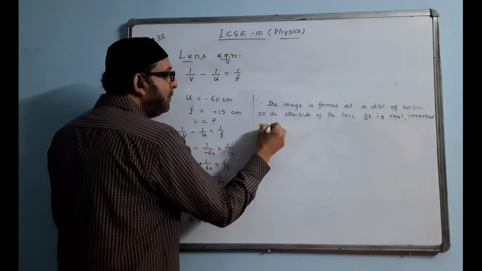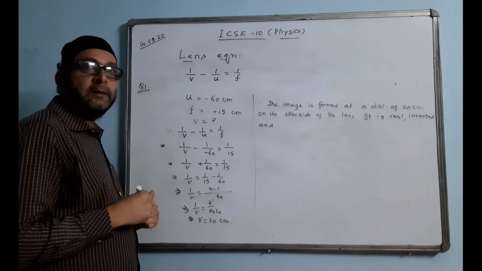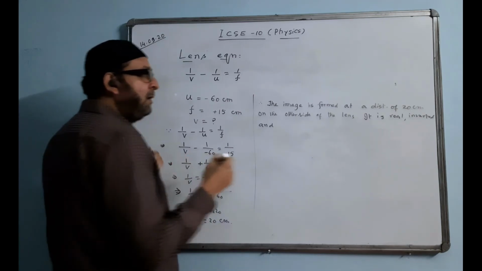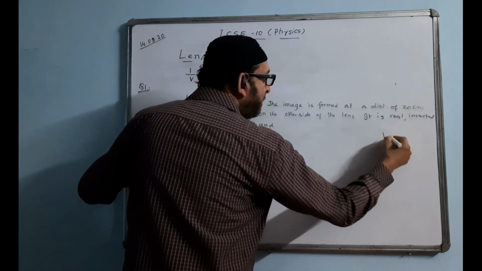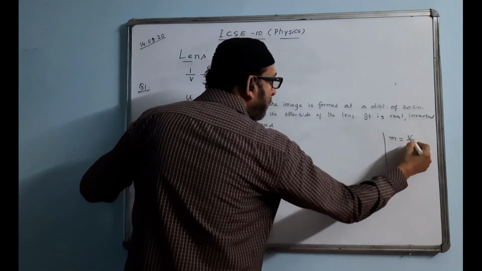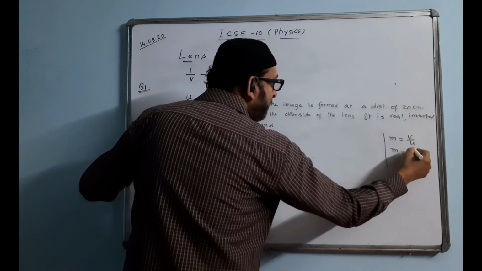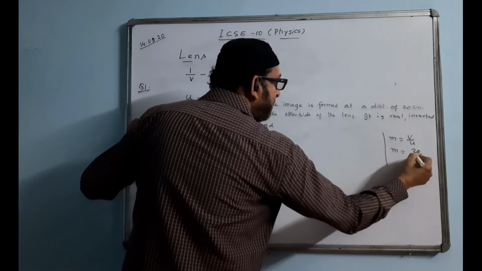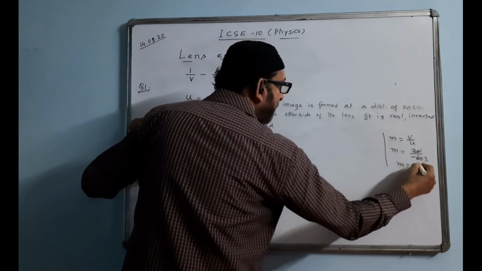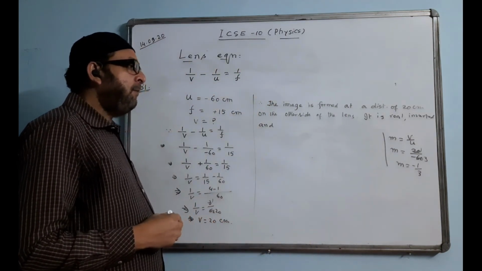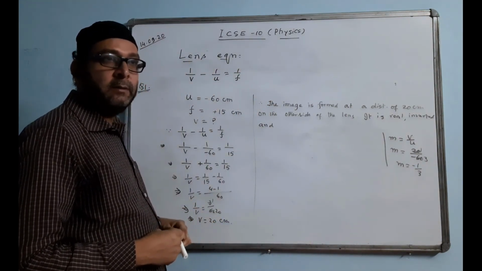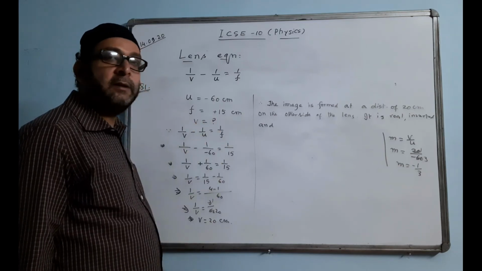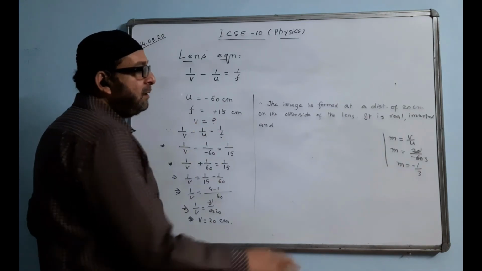And we check the size of the image, whether the image is diminished, same size or enlarged. For that we do a bit of calculation in rough. m is equal to v by u. The v value we calculated is 20, and the u value is minus 60. So m is coming minus 1 by 3. The minus sign signifies the image is real. While writing the concluding answer we will not consider the minus sign. We see the answer coming 1 by 3.